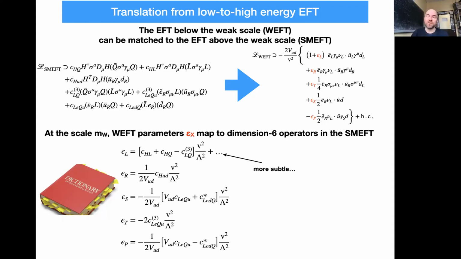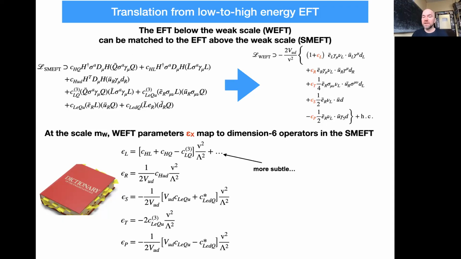No, but the mapping is very well known. I only wrote this very sketchy. I don't want to go into details, but this mapping is known also at one loop level. We know exactly how these couplings run, how they mix during the running. The formulas are in the literature. But the point is that you don't have to.